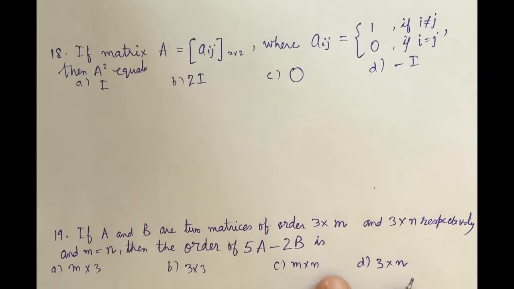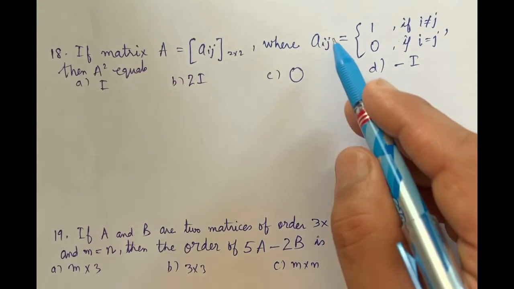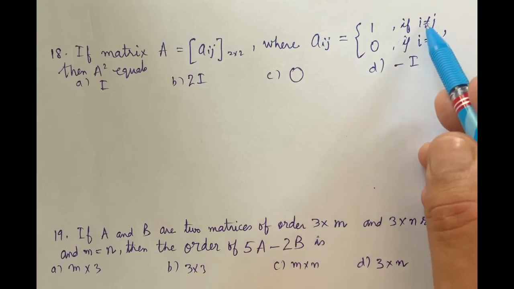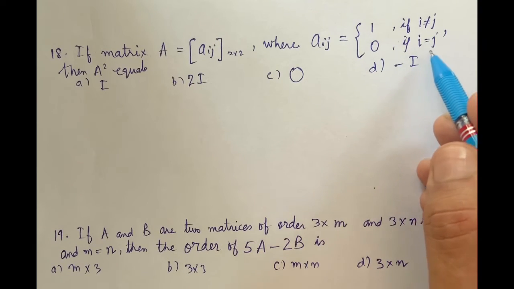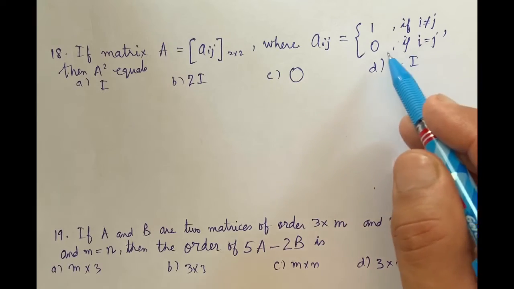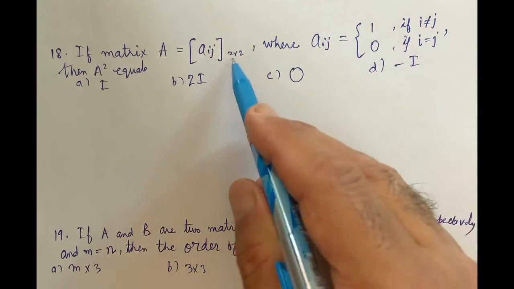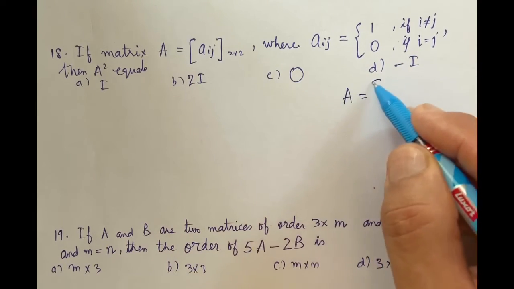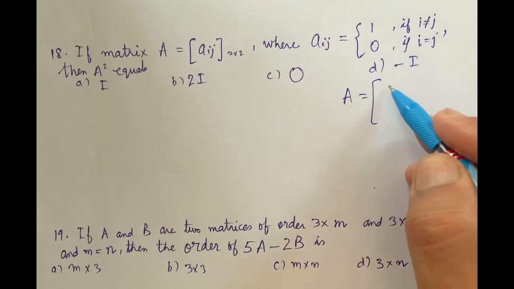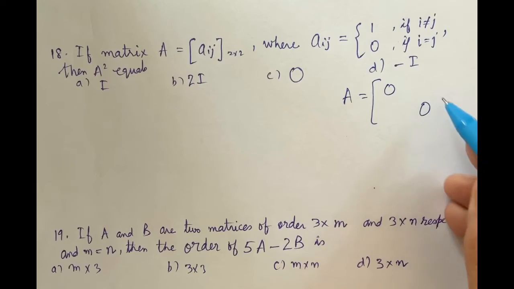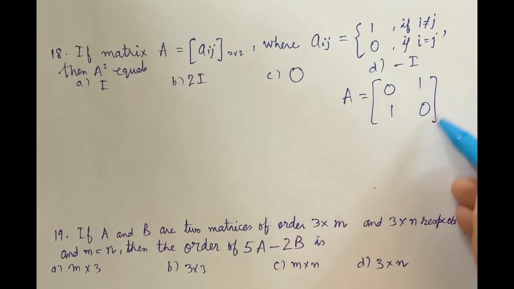Next, we'll have to write the matrix. This is the formula given. When I is not equal to J, the element is 1, and when I and J are equal, that is for diagonal elements, it's a 0. This is a 2 by 2 order matrix. So this will be when elements I and J are equal. So that means 0 here, 0 here. This is 1, this is 1.